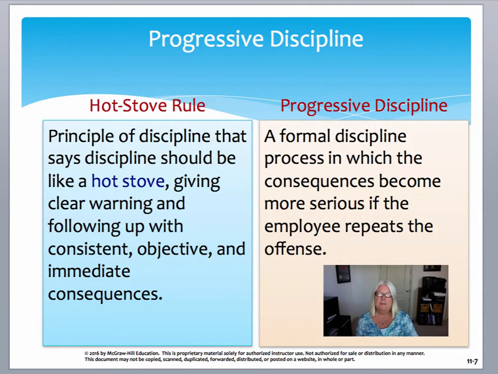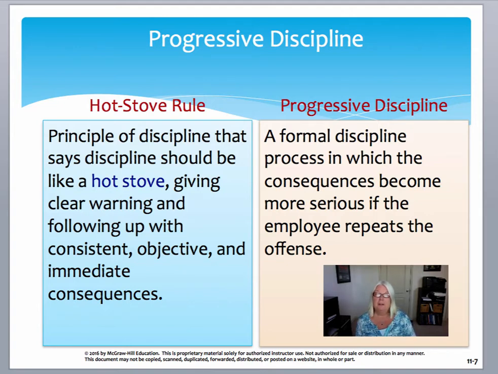So progressive discipline is used in order to make sure that the justice of the situation is what it should be, as well as trying to put in a system that works for the employee and tries to make them better if something's wrong. So we want to avoid turnover.